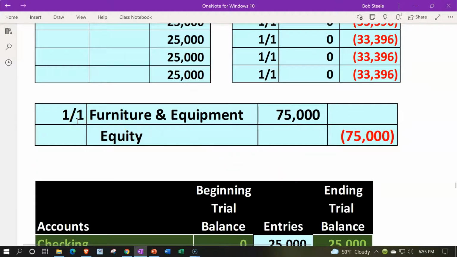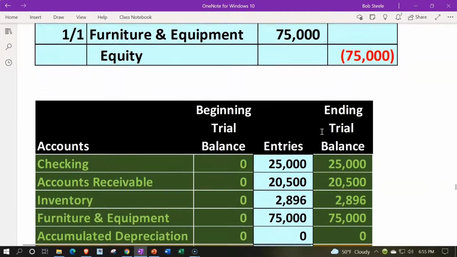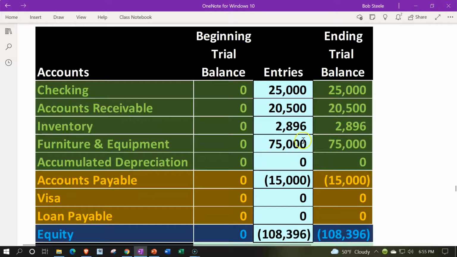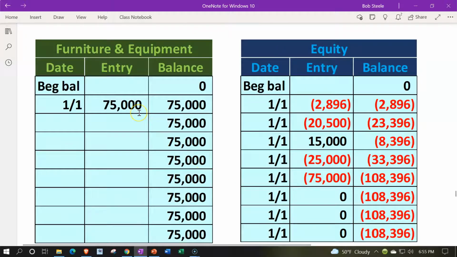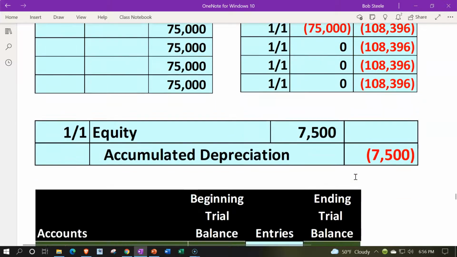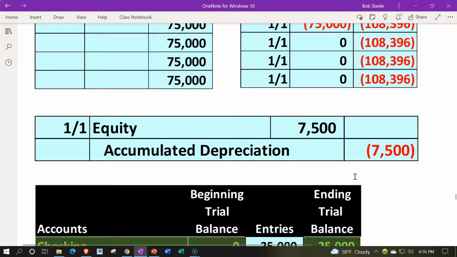So we're just going to do the journal entry. It's an asset, so we're going to increase it by $75,000. The other side, we're just going to dump into equity. Same kind of concept. So you can see here that then we increased the furniture and equipment, $75,000. The other side went into equity. If we looked at the journal entry, it would be an increase to the furniture and equipment to $75,000. Equity was at the $33,396. We increased it by $75,000 to $108,396.